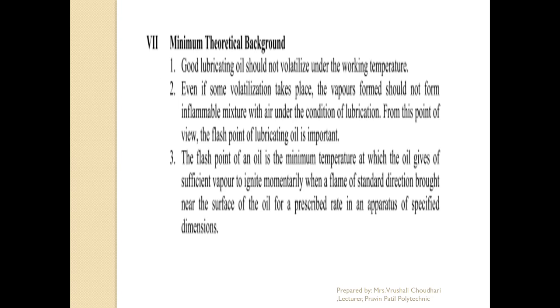What is the theoretical background? Why are we learning this? A good lubricating oil should not be volatile under high working temperature. If it is easily volatile, then it is going to form vapors, and it is going to catch fire, which is hazardous. The flash point of an oil is the minimum temperature at which the oil gives sufficient vapor to ignite momentarily when a flame of standard dimension is brought near the surface of the oil at a prescribed rate in an apparatus.